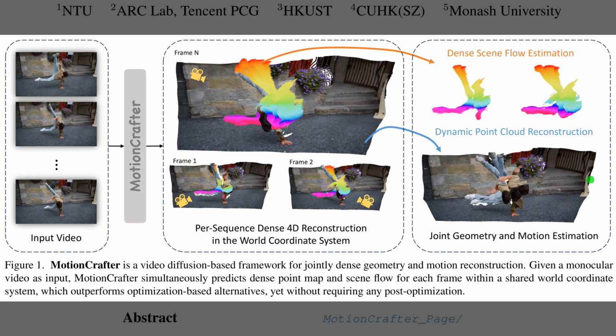Figure 1 illustrates the overall pipeline. On the left, the system takes a simple monocular video, like this breakdancing sequence, as input. The middle panel shows how the model lifts these frames into a shared world coordinate system, which allows it to reconstruct the full 4D sequence coherently. Finally, on the right, it simultaneously outputs dense scene flow estimation and a dynamic point cloud, achieving this without the slow test time optimization typical of prior work.